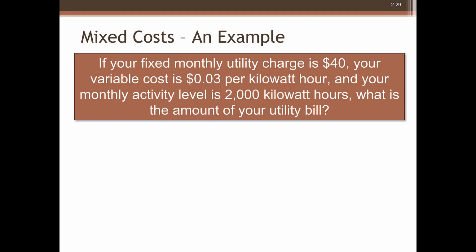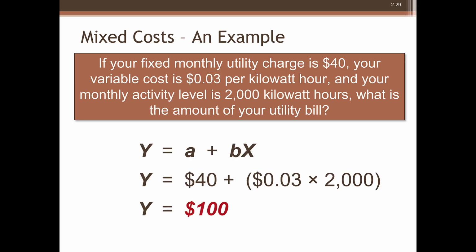Let's take a look at the calculation example. If your fixed monthly utility charge is $40, your variable cost is 3 cents per kilowatt hour, and your monthly activity level is 2,000 kilowatt hours, what's the amount of your utility bill? Based on the equation here, y equals a plus bx. A is $40 plus bx, 3 cents multiplied by 2,000. And we get y, the total mixed cost of your utility bill, $100.